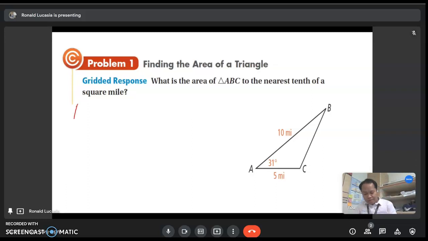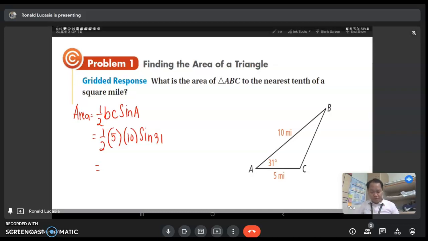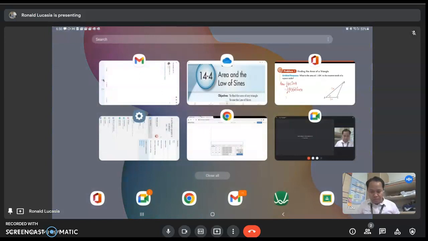So the area is equal to 1/2 BC sine A. So our B there is 5, our C is 10, and then sine 31 degrees. Let's use your Desmos scientific calculator to solve this one.